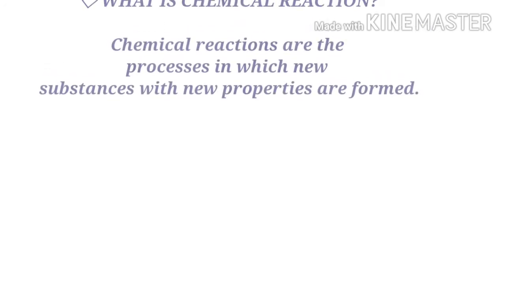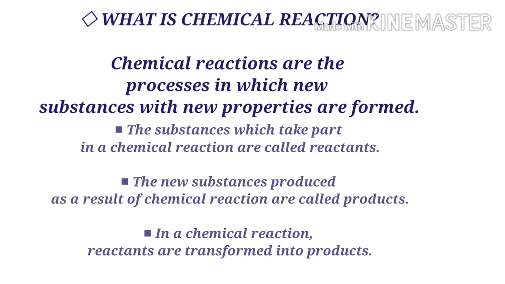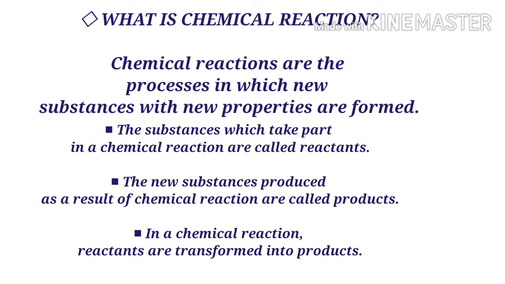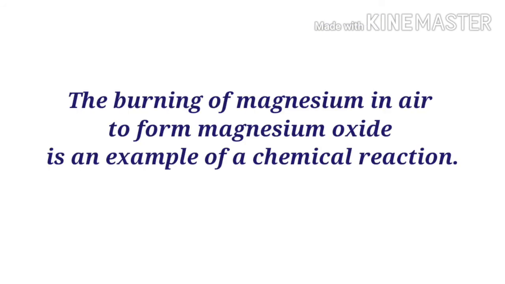Now, what is a chemical reaction? Chemical reactions are the processes in which substances with new properties are formed. In this process, the substances which take part in the chemical reaction are called reactants. The products are the substances which are formed by the reaction of the reactants in a chemical reaction. Therefore, we can say that in a chemical reaction, reactants are transformed into products.